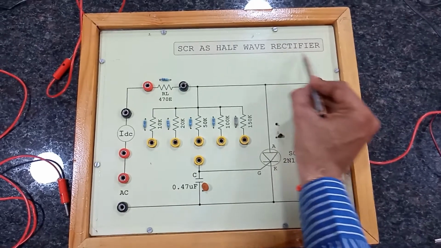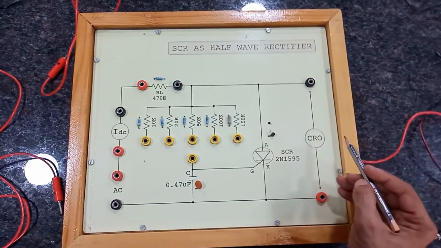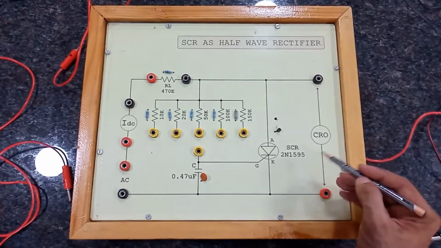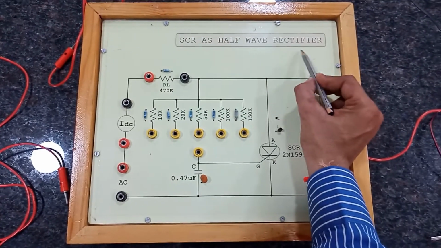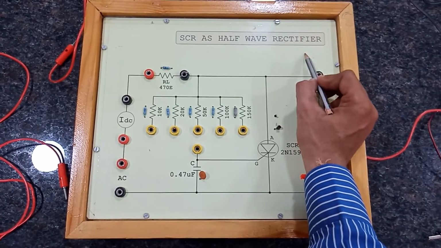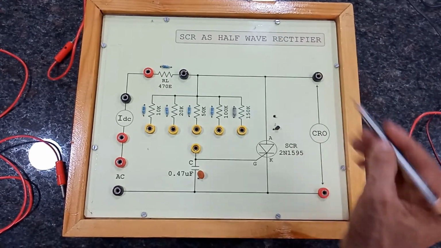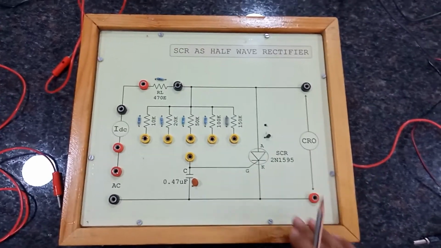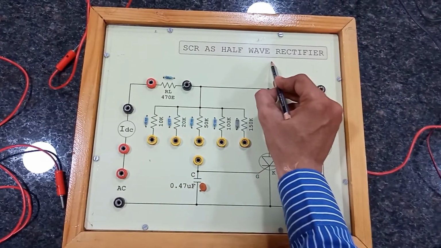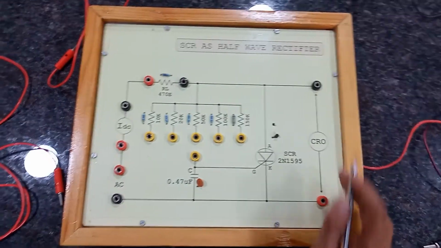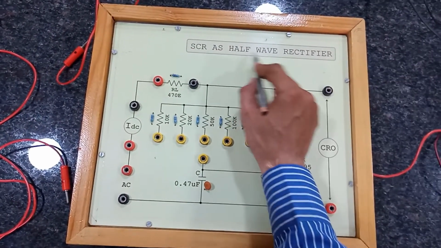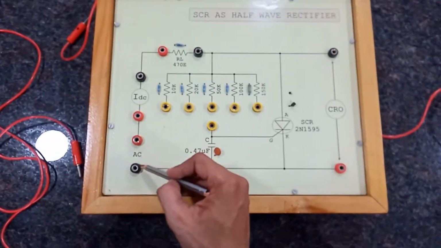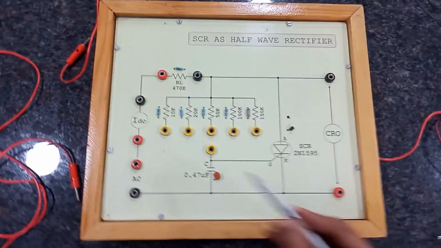The name rectifier suggests a circuit which converts an AC waveform into a DC waveform. Now we know that an AC signal has positive and negative cycles, right? So if a circuit is working for only the positive or only the negative cycle, then it is known as a half wave rectifier. That's why we will connect the AC signal over here, right?